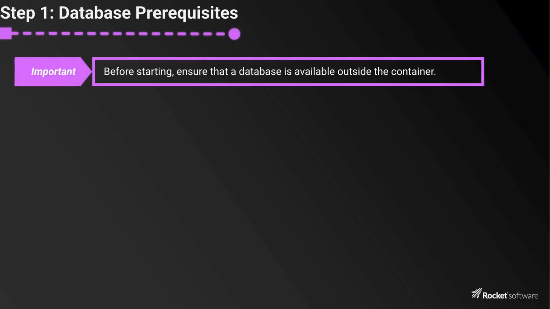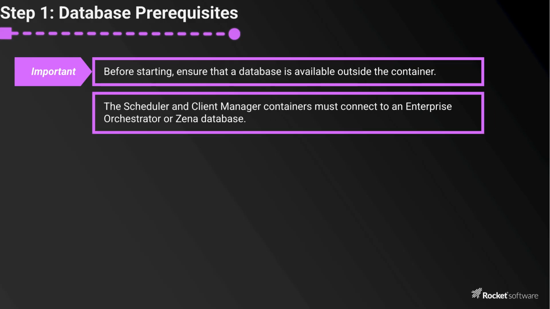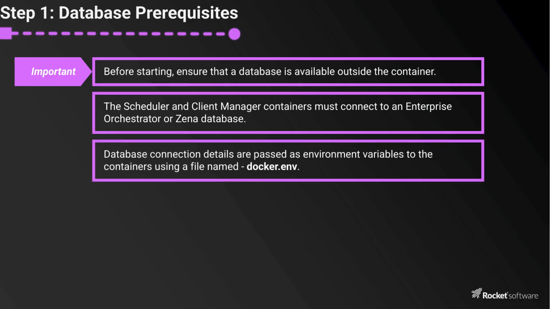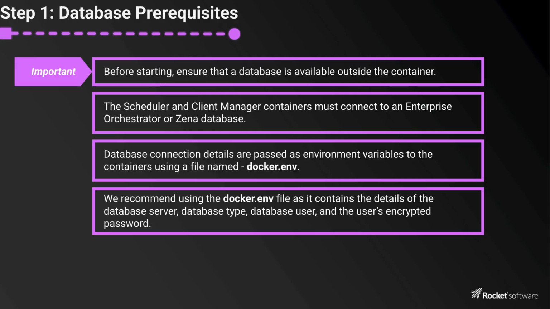Before starting, ensure that a database is available outside the container. The scheduler and client manager containers must connect to an Enterprise Orchestrator or Zena database. Database connection details are passed as environment variables using a file named docker.env. We recommend using the docker.env file as it contains the details of the database server, database type, database user, and the user's encrypted password.